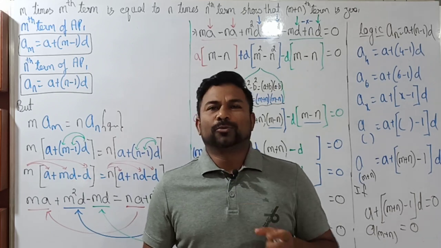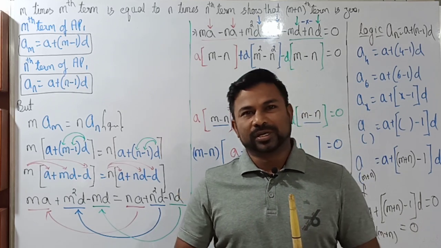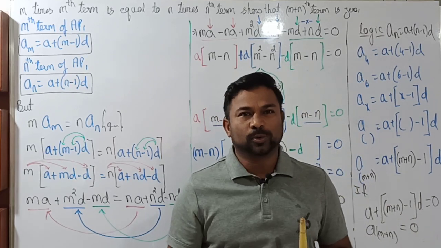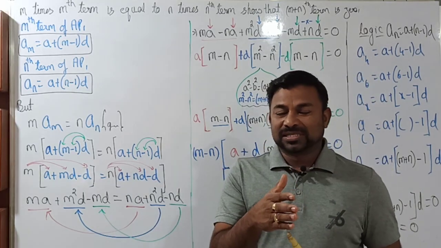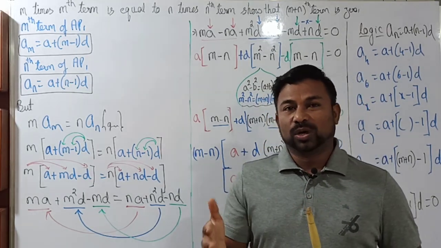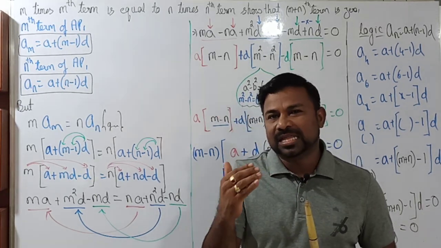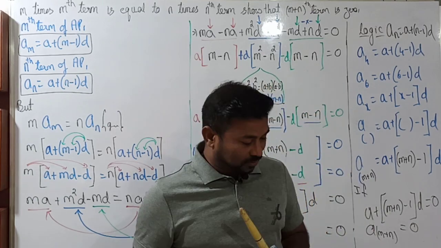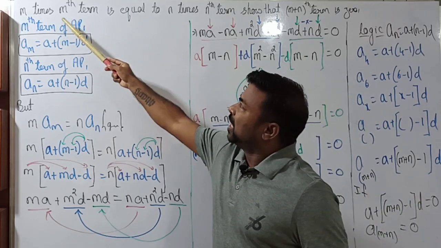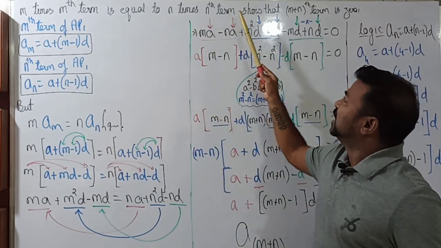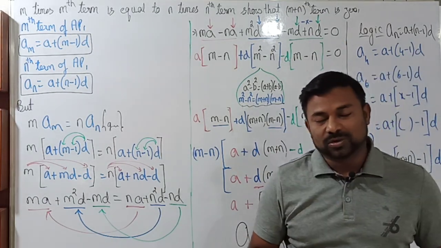In this video, I'm going to explain a sum which is a little bit tricky and deals with arithmetic progression. The concept says: m times the mth term is equal to n times the nth term. Then show that the (m plus n)th term is equal to 0. That is the given question.